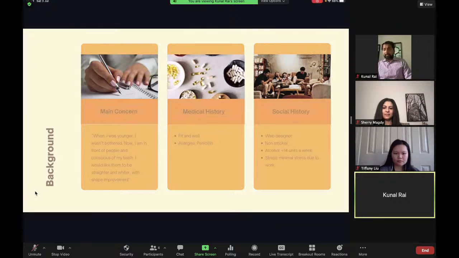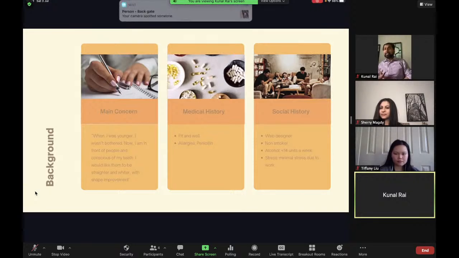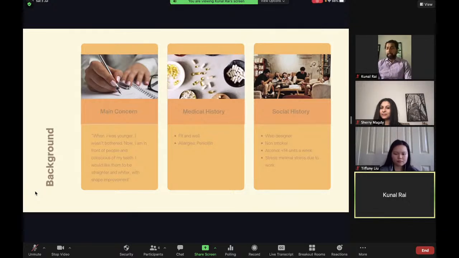In his own words, his main concern was, when I was younger, I wasn't bothered. Now I am in front of people. I'm conscious of my teeth. I would like them to be straighter, whiter, and a shape improvement. Again, I don't just crack on. I like to build rapport, and I like to make them feel at ease. I like to go into further information. I asked them about the medical history, social history, dental history, and family history.